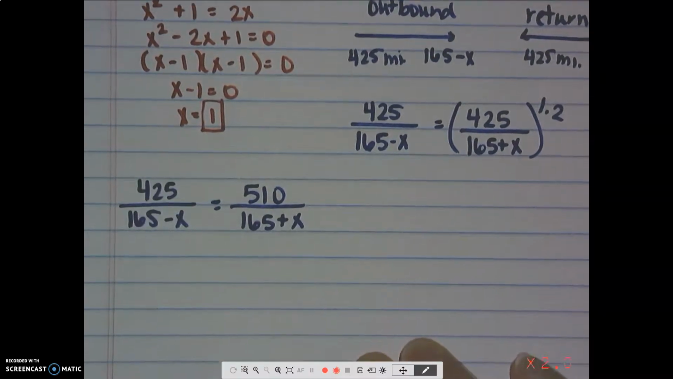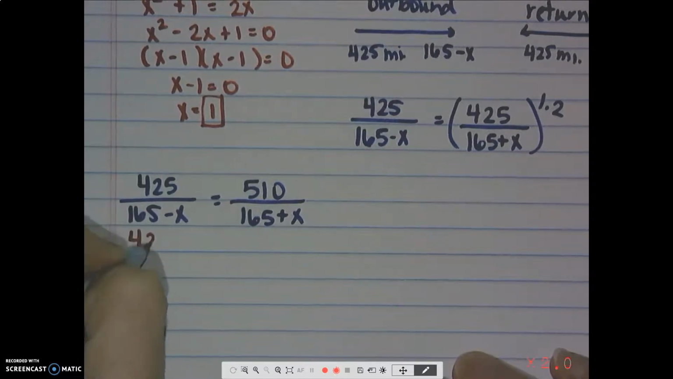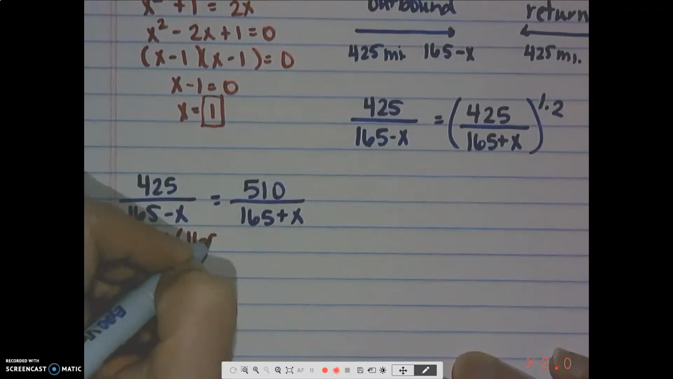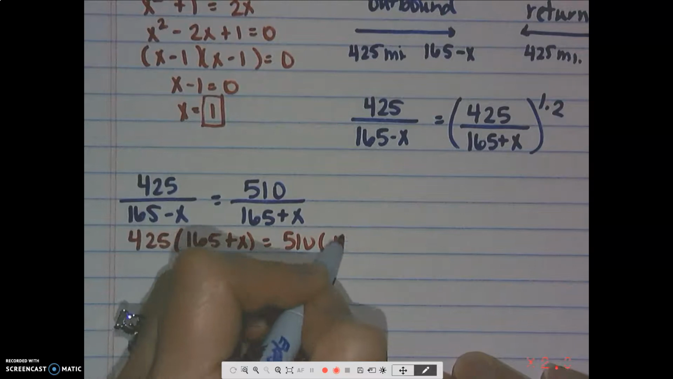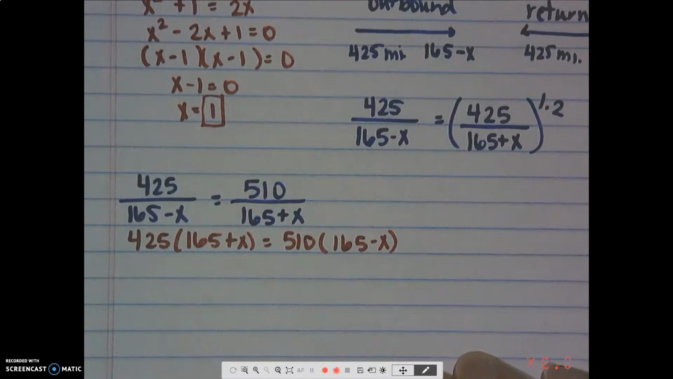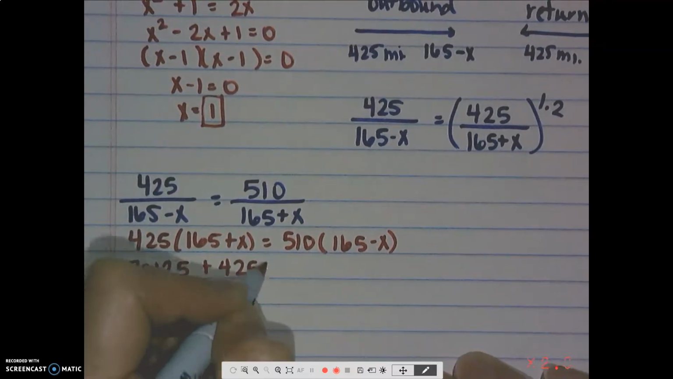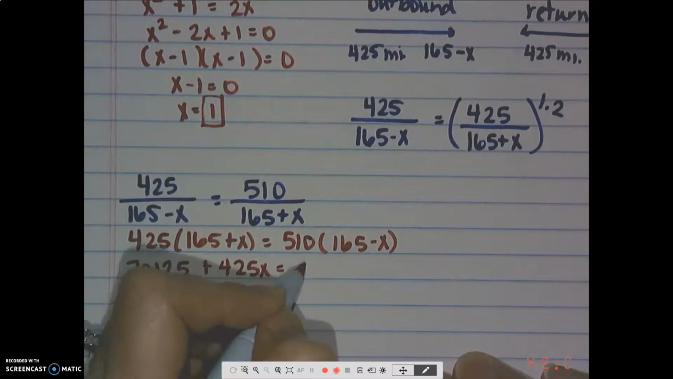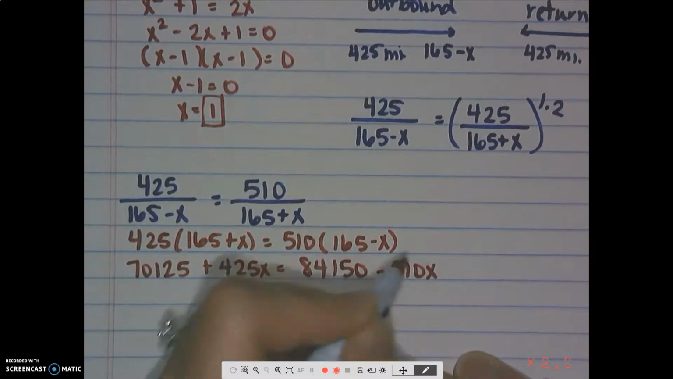Now what we have here is just a proportion to solve, okay? So we're going to cross multiply. So that means that we're going to take 425 times 165 plus X, and that's going to equal 510 times 165 minus X. Distributing in there, we get 70,125 plus 425X. That's going to equal 84,150 minus 510X.